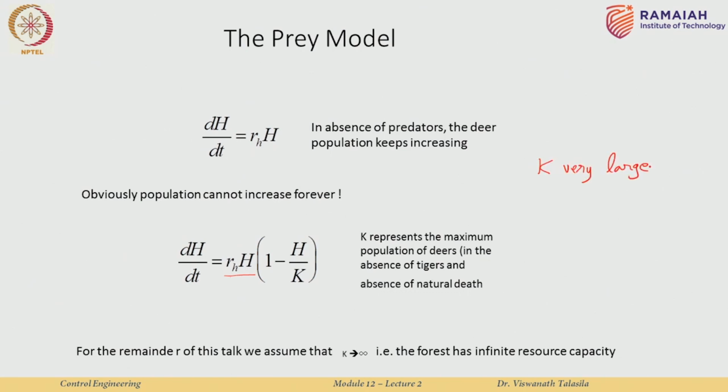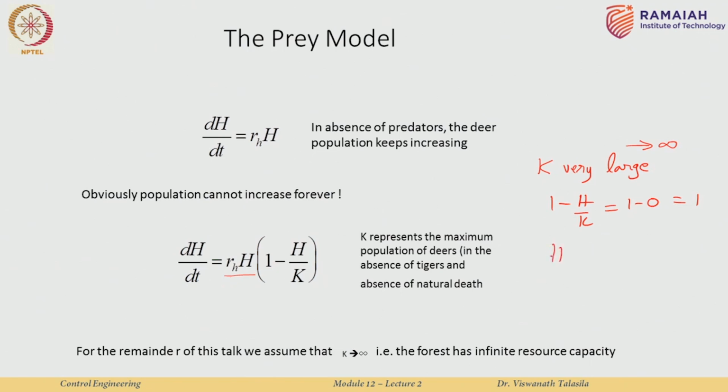In the example where k is very large, let us say even approaching infinity, this term goes to 0. So, 1 minus H by k becomes 1 minus 0, which is 1, and basically says exactly what we talked about before, that the growth rate of the deers is constant and it keeps on increasing and it can reach a very large number, possibly infinite.